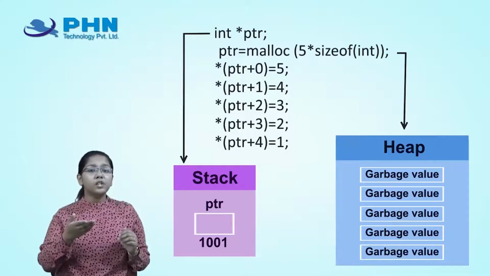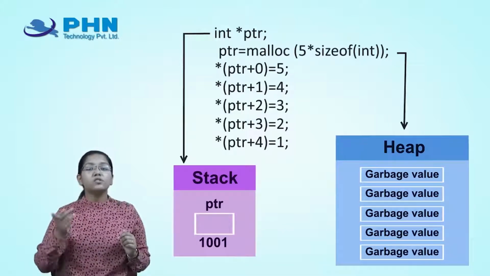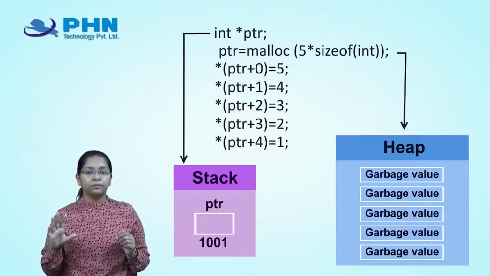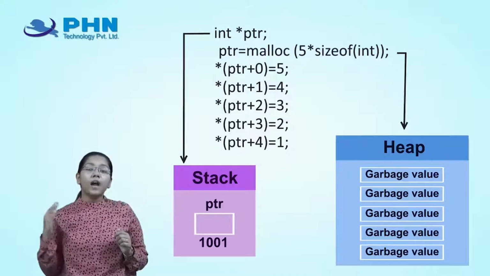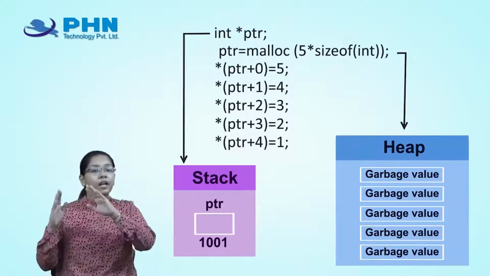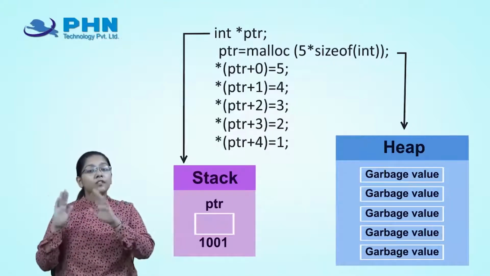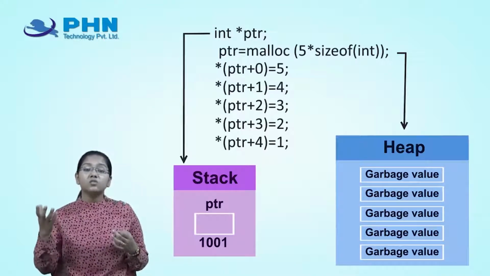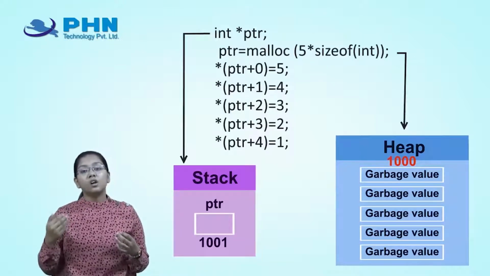And how much memory will it store? That is 5 into size of int, and we know that size of int is 4. So 5 into 4 is 20. So it will get stored in my heap memory, means 5 times it will get stored. Now it is storing garbage values, but remember that whenever memory is getting stored over there, there is a certain address, and that address is known as the base address. Base address is nothing but your reference to that memory.